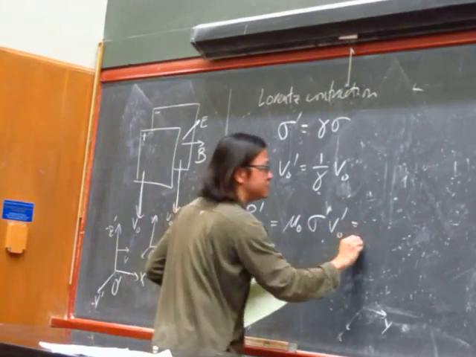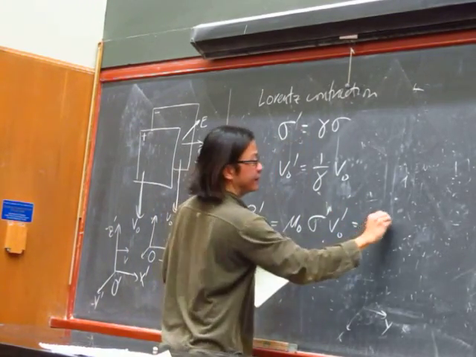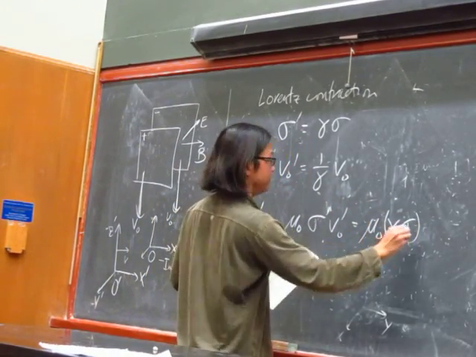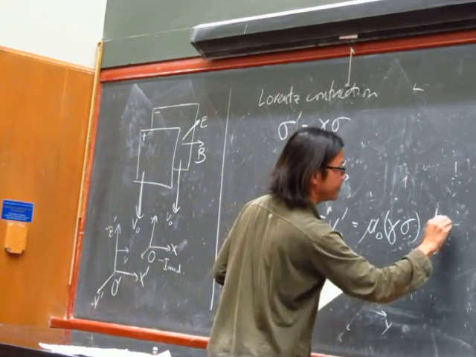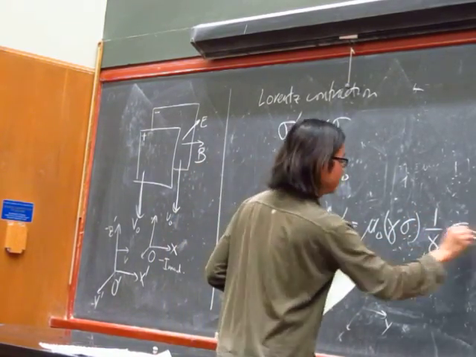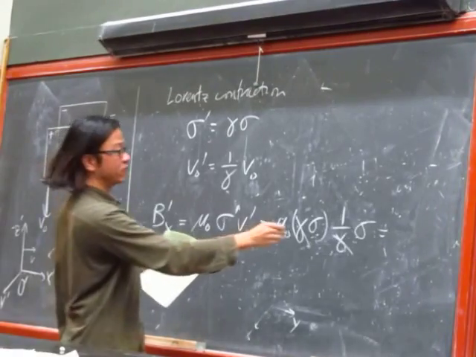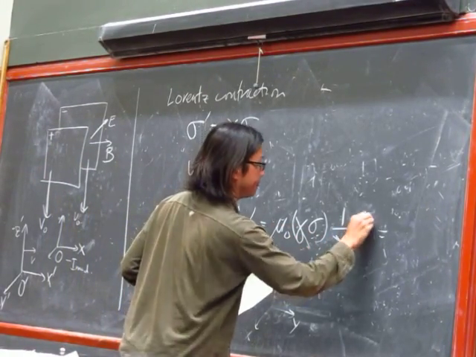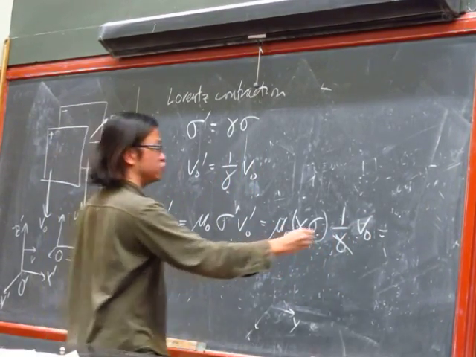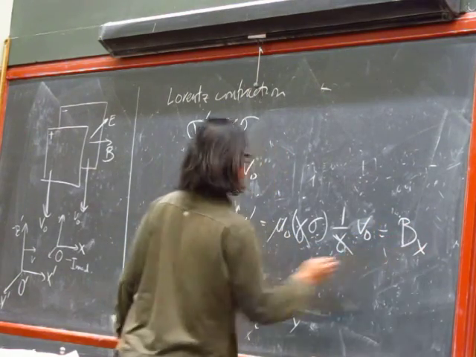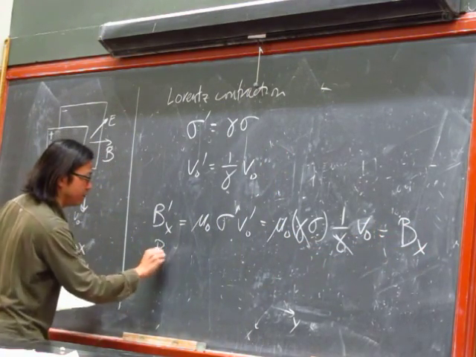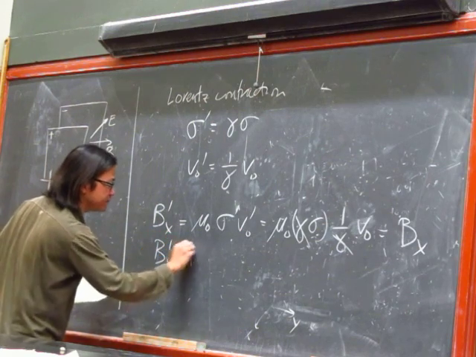But this is just equal to mu naught gamma sigma plus 1 over gamma, and the gammas cancel, 1 over gamma V naught, sorry. Okay? And this becomes just Vx. So Dx prime is equal to Dx.